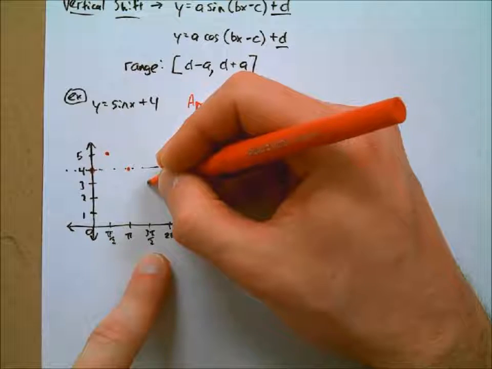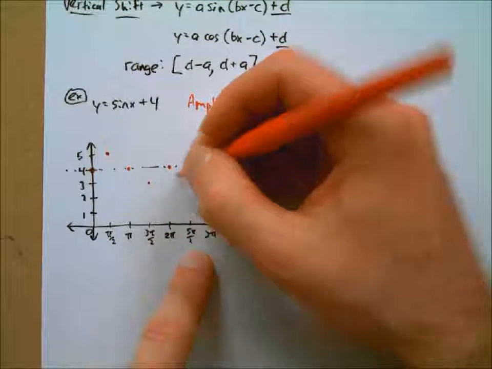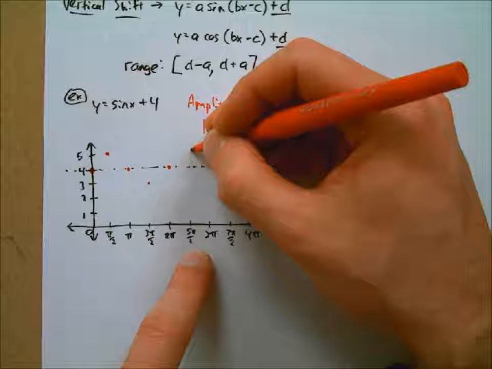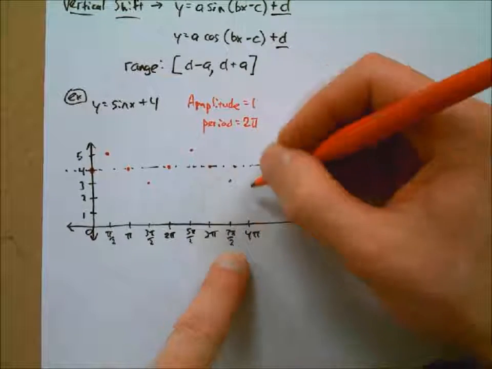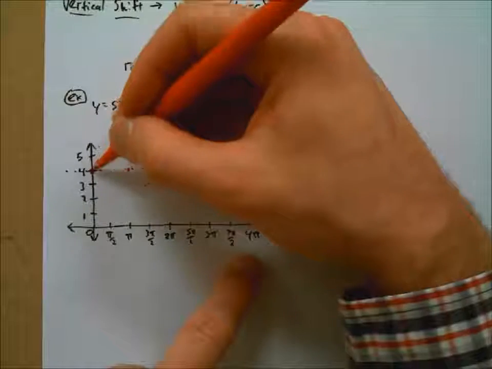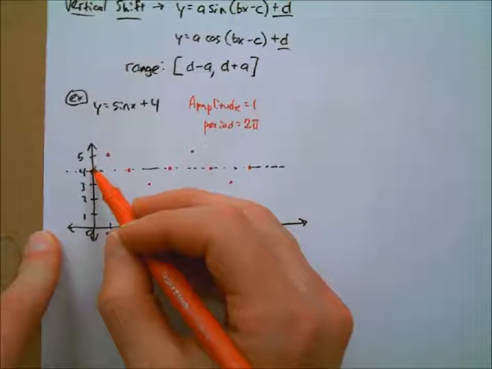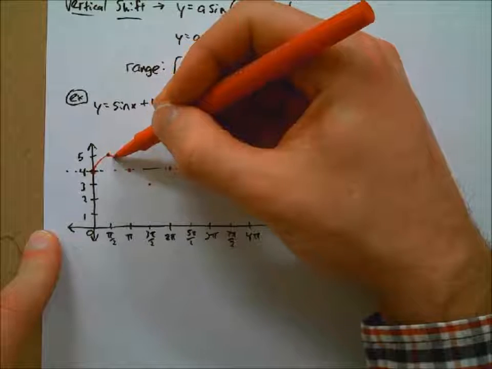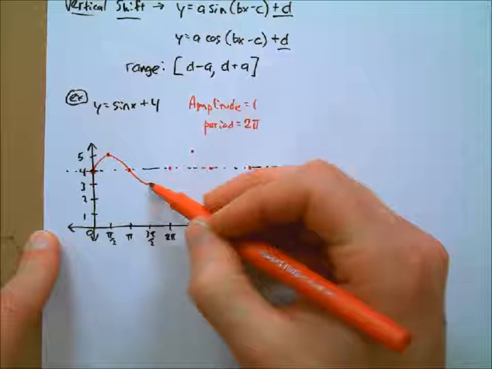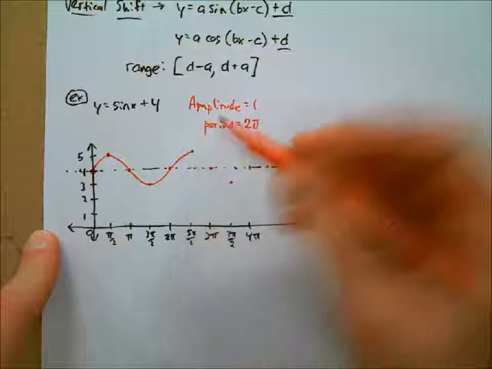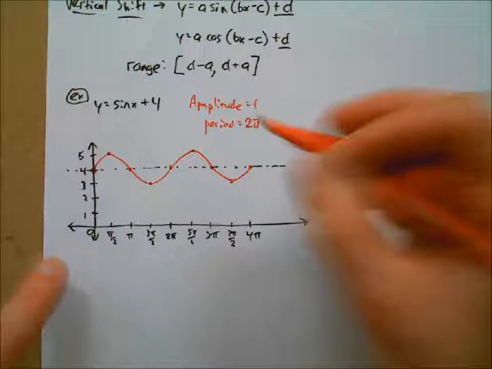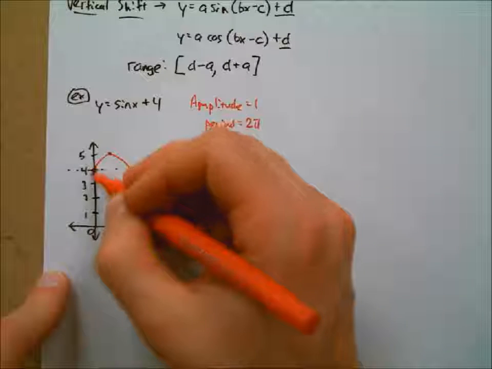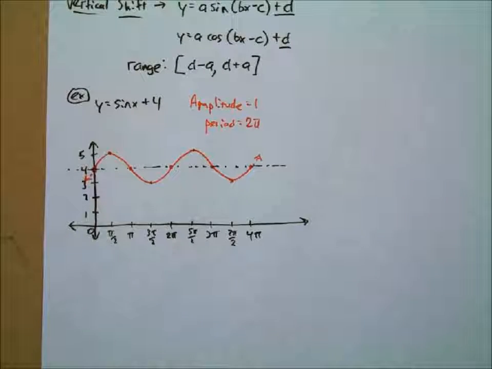And I think you get the idea from there, right? 2 pi will be back at the axis. 5 pi over 2 will be above the axis. 3 pi back on the axis. 7 pi over 2 below the axis. And 4 pi back on the axis. And so you can connect your dots. Okay? So there it is, shifted up 4.